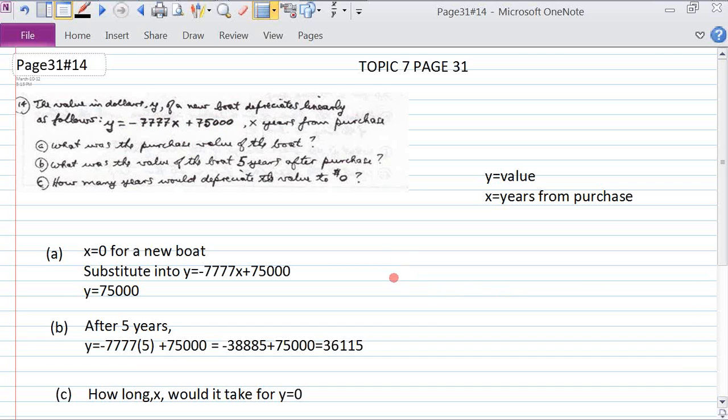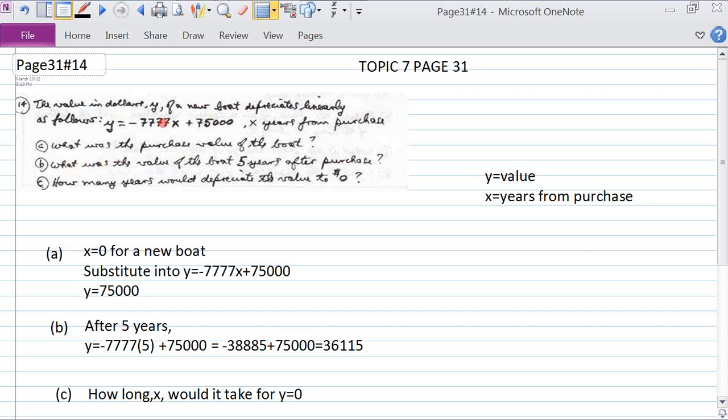So it gives you an idea of when people talk about depreciation. Now, generally, things don't depreciate linearly. In other words, they don't depreciate by a fixed amount each year. When you come to talk about cars or boats, they generally depreciate more in the first few years and then depreciate less the older the car or boat gets. But anyway, this is still an interesting problem.